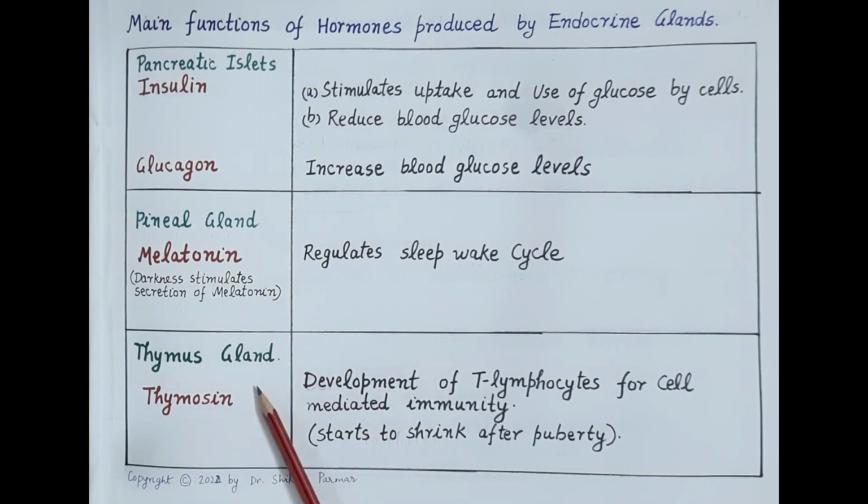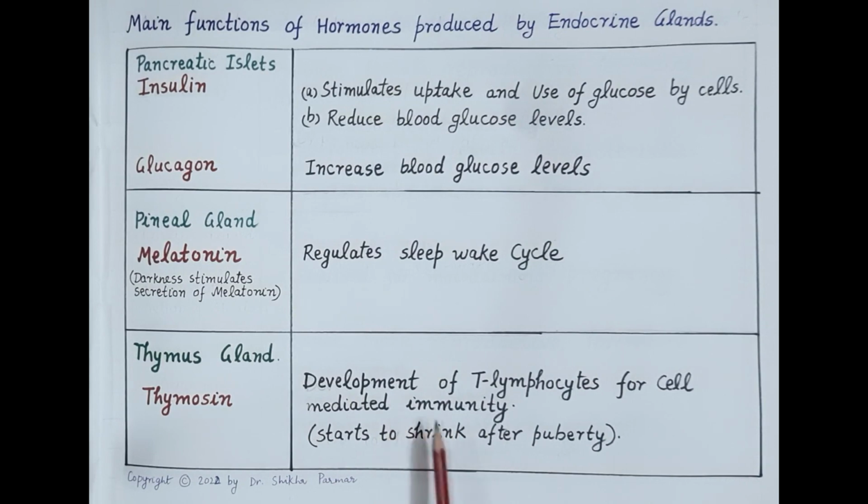Next gland is the thymus gland. Thymus gland produces thymosin. As the name suggests, thymosin is required for the development of T lymphocytes. T lymphocytes, as we know, are white blood cells. And these T lymphocytes produce cell-mediated immunity. This cell-mediated immunity destroys the noxious substances, destroys the toxins and provides immunity to the body.